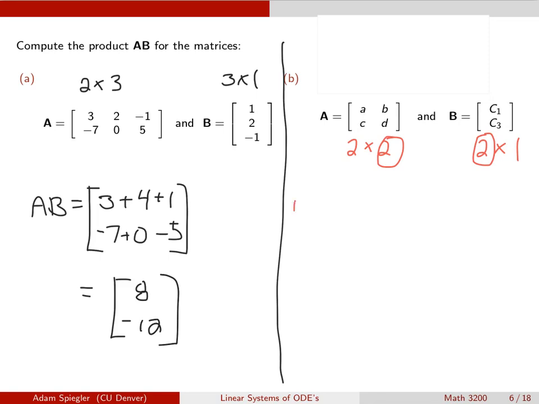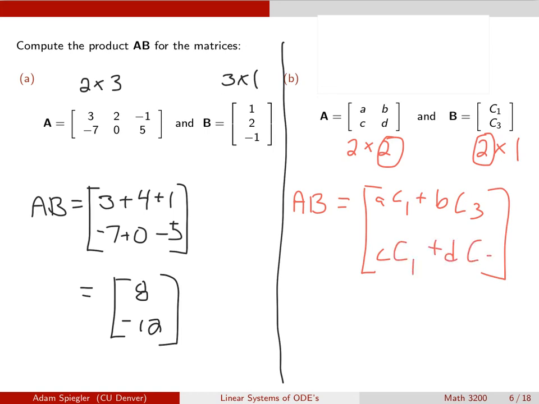So if I take A times B, then I'm going to get A times C1 plus B times C3. And then for the next entry, I would get C times C1 plus D times C3. So we get a 2 by 1 matrix, and this matrix is going to be useful.